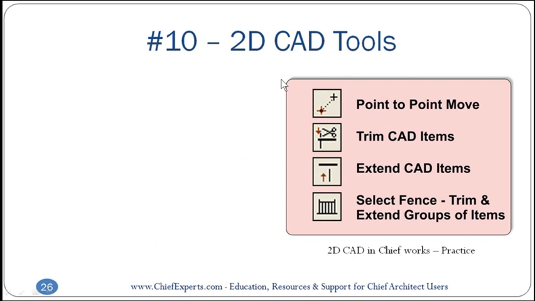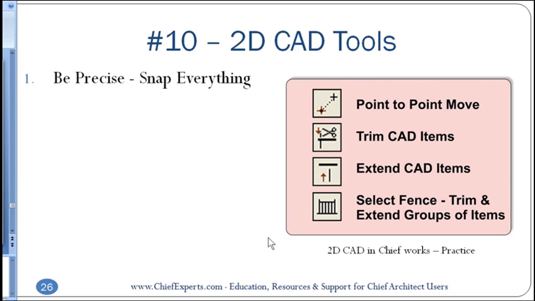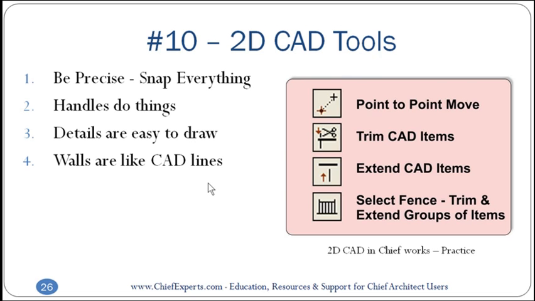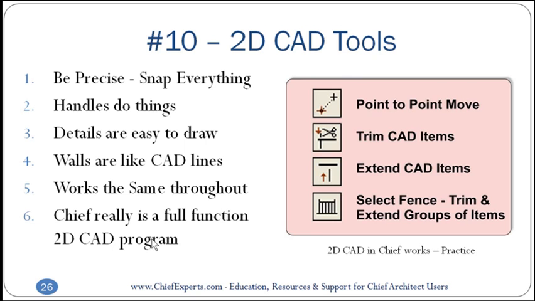All right, some of the CAD tools we want to talk about: point to point, trim, extend, and select and fence. Be precise. Snap everything in your plan. Don't guess where things go. Don't just kind of move things into place. Snap them into place. Handles do things. Details are easy to draw. Walls are like CAD lines. And it works the same throughout.